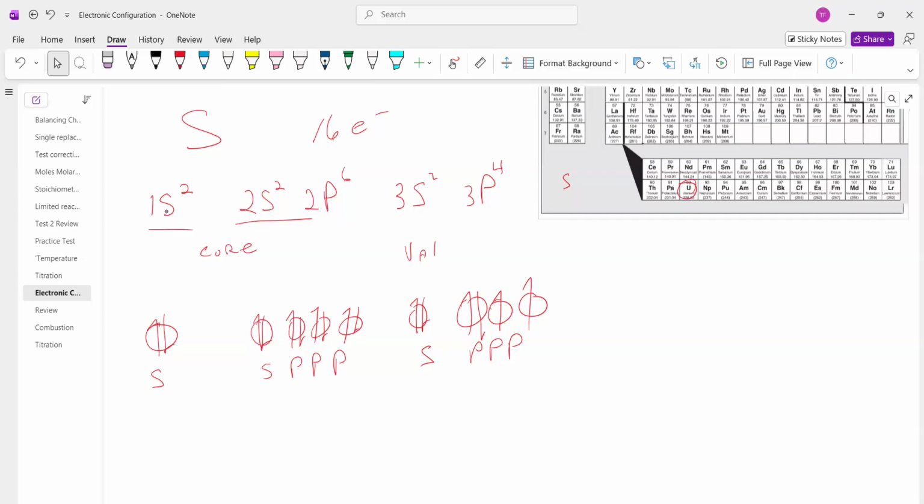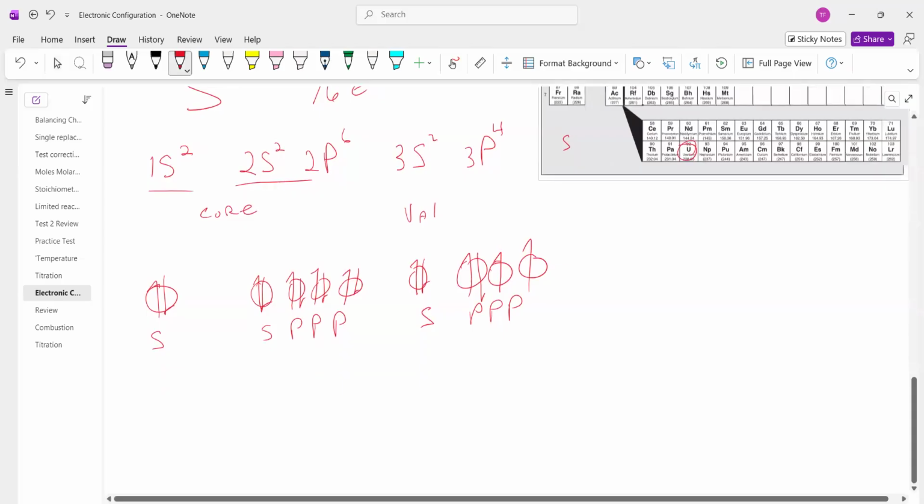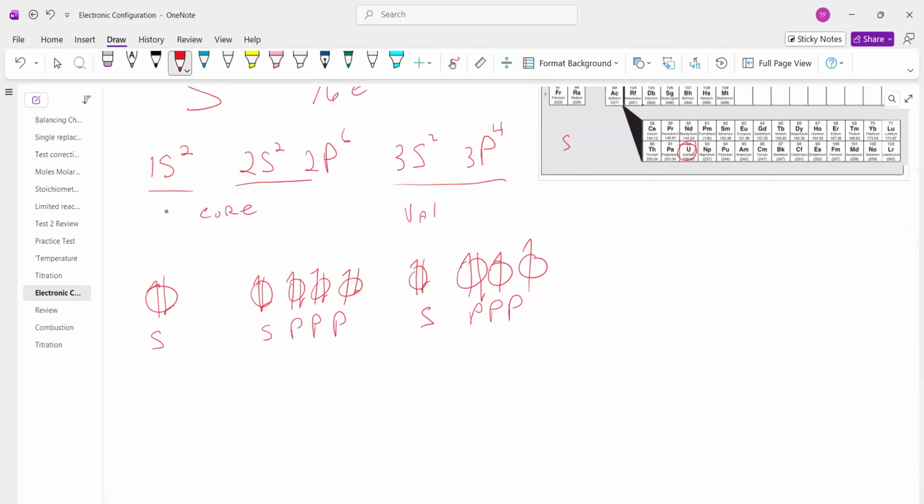Okay, so that's sulfur. Valence electrons. Just as a harbinger of tomorrow, how much space do we have here? How many more electrons can we put in there? 2. So that means if we were to form an ion, sulfur would like to have 2 more electrons. That means there's 2 more electrons than protons, hence the charge is -2. Guess what ion sulfur loves to have? -2. This is why.